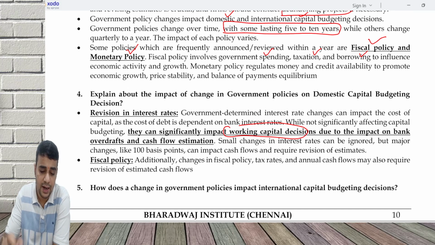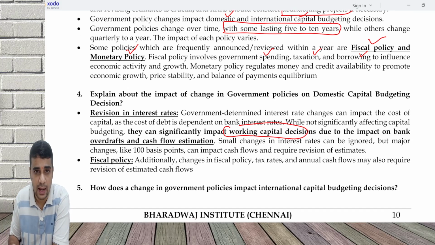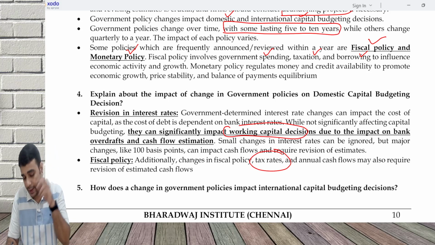Fiscal policy, additionally: the changes happening in fiscal policy, like tax rates and annual cash flows, all of this will require risk estimation. Whenever there are changes in tax rates, the cash flows may have to be revised.